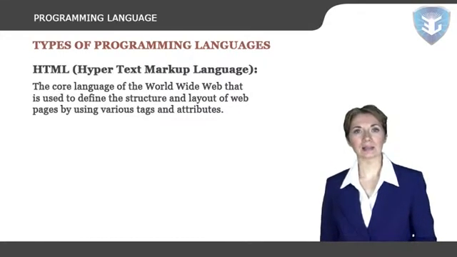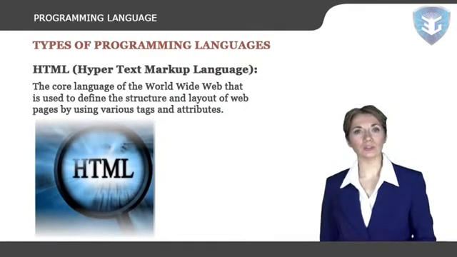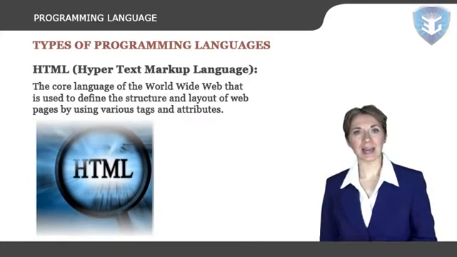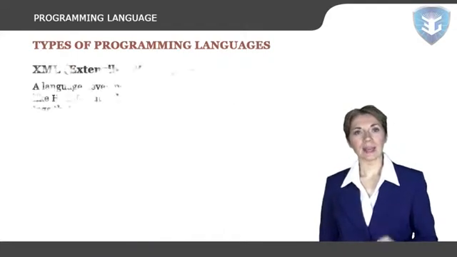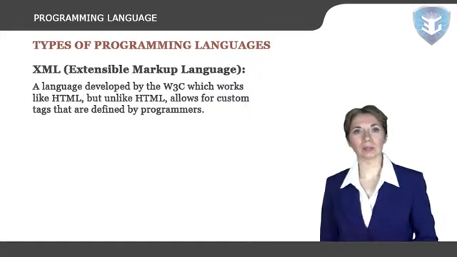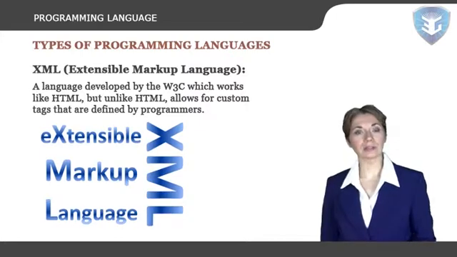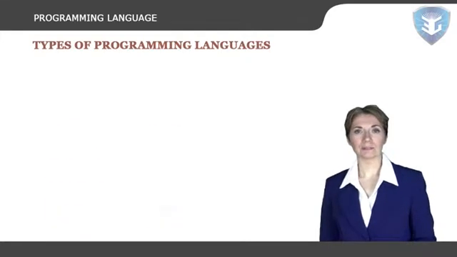HTML, Hypertext Markup Language, the core language of the World Wide Web that is used to define the structure and layout of web pages by using various tags and attributes. HTML is used to specify the content that a web page will contain, not how the page functions. XML, Extensible Markup Language, a language developed by the W3C, which works like HTML, but unlike HTML, allows for custom tags that are defined by programmers.